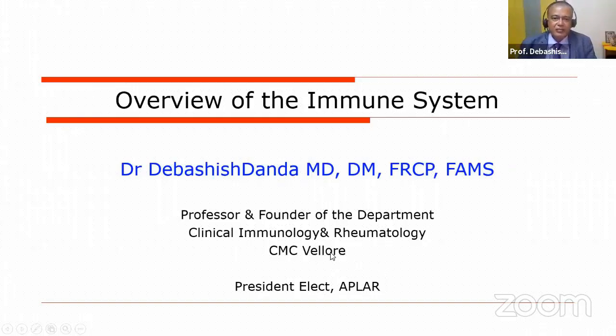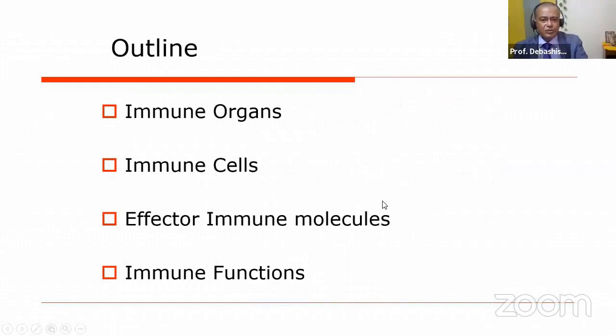So this is my talk. I start with an overview. This is just to prime everybody on what is coming in the lectures which will ensue after my talk. I'm going to talk broadly on immune organs, immune cells, effector immune molecules, and immune functions.